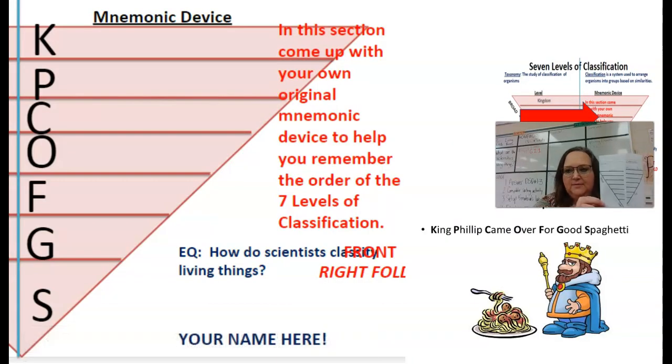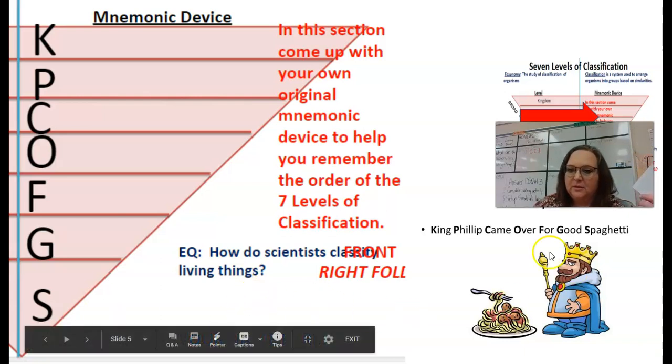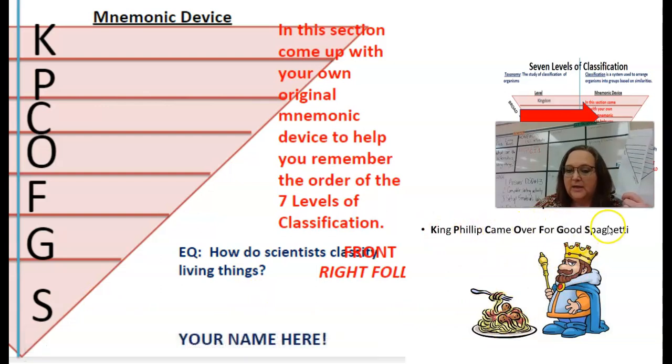On the other side, you're going to come up with a mnemonic device. A mnemonic device, you're using the letters that start with the words you want to remember. So you're wanting to remember kingdom, phylum, class, order, family, genus, and species. So you're going to come up with a saying to help you remember that order. There's an example down here at the bottom. King Philip came over for good spaghetti.